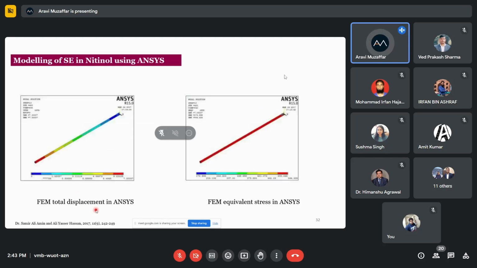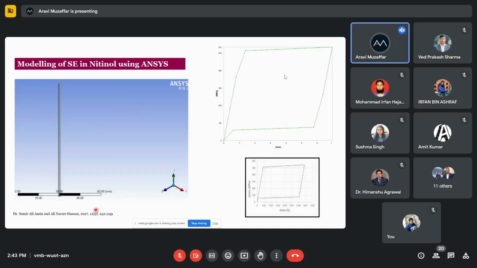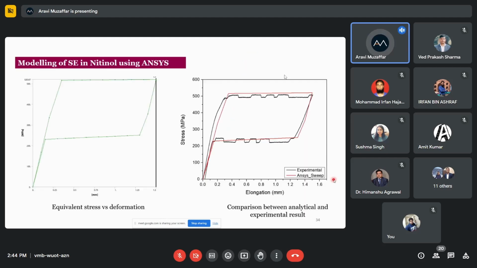So we see that these are the results that they obtained. For a rod of, I think, 10 centimeter long wire with 2 centimeter thickness, this is what they obtained: the total displacement in Ansys and the equivalent stress in Ansys. And when we tried to model it ourselves, this is the stress strain plot that they observed, and this is what we get using the same model. So here are the stresses that you have to give in, and the strain you then get corresponds well with what is experimentally observed. These are some of the results from our own analysis.